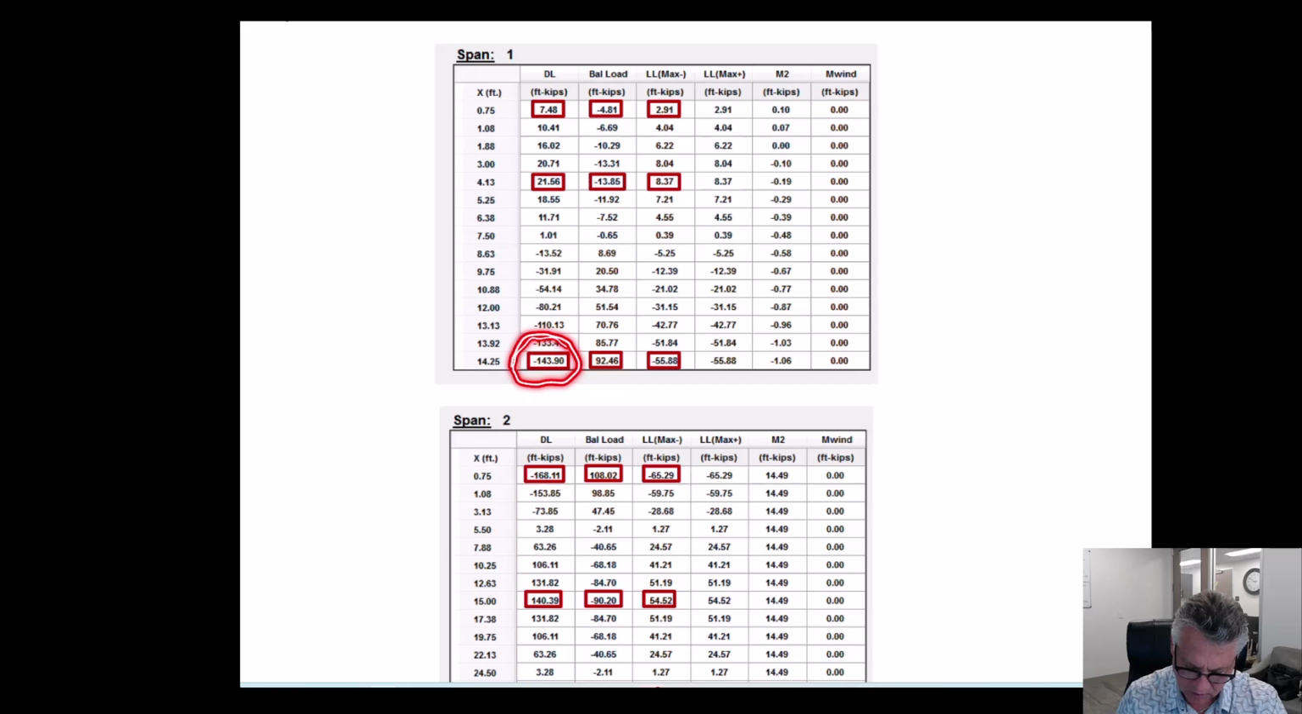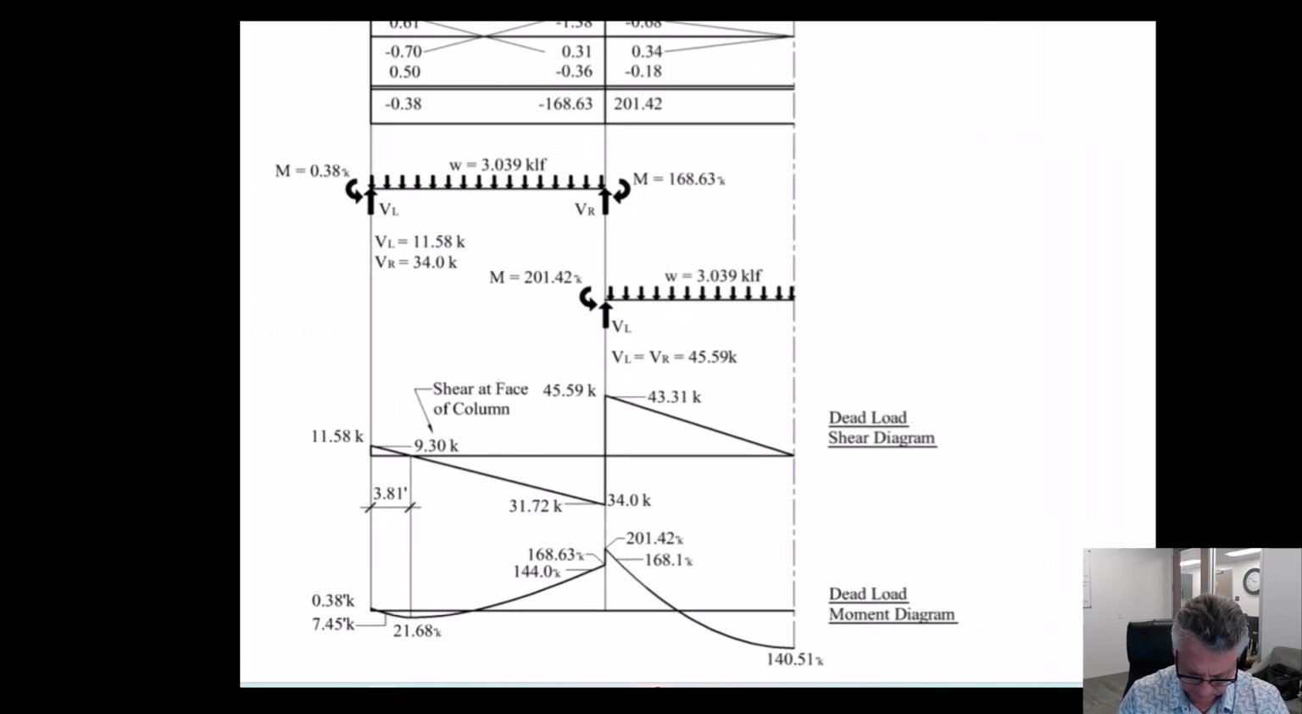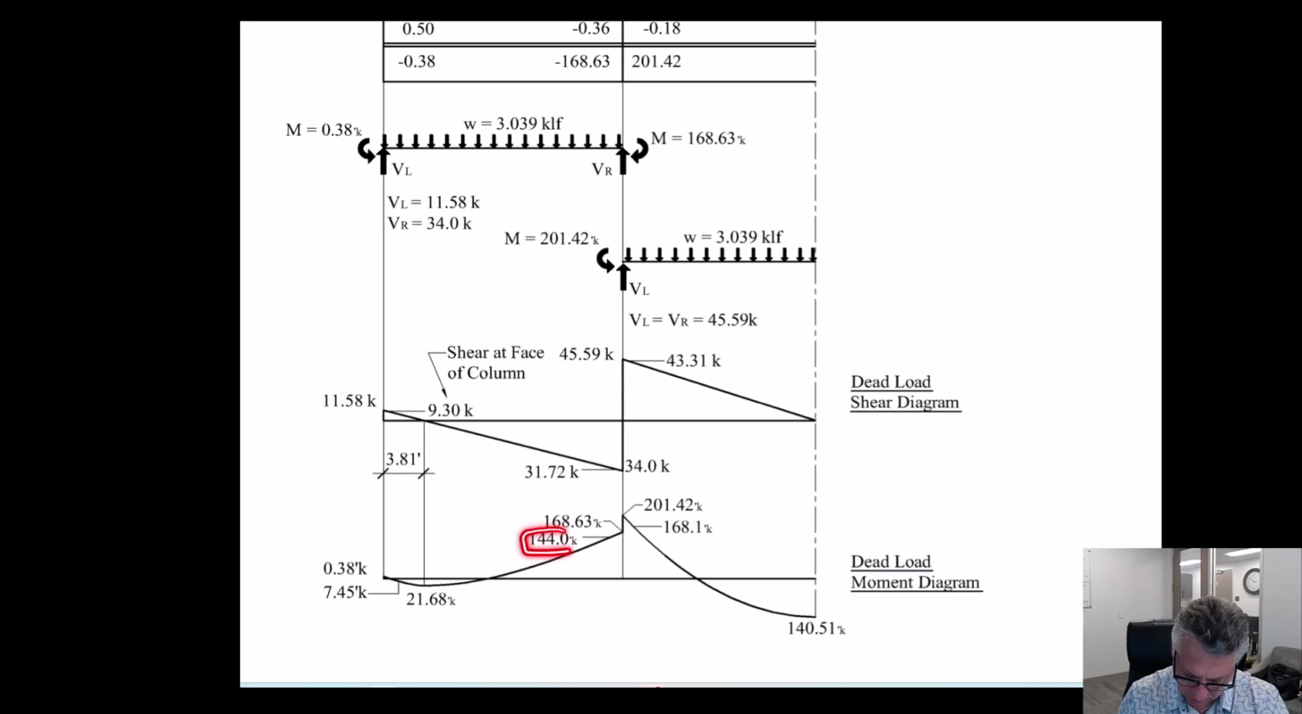143.9, the dead load at the left side of the first interior joint. Span 1, left side of first interior joint. 143.9. Let's see if we can remember this. At the other side of the joint, 168.1. So 143.9, 168.1. 144.0, 168.1. You know, that never gets old for me. I don't know why, but I like doing the moment distributions, reducing them to the face, and rushing to see how I did. And did okay.